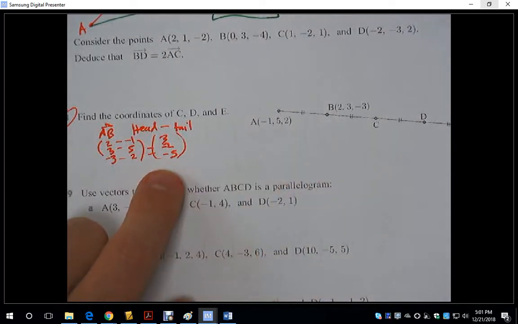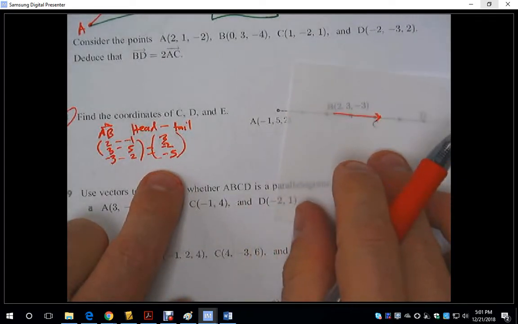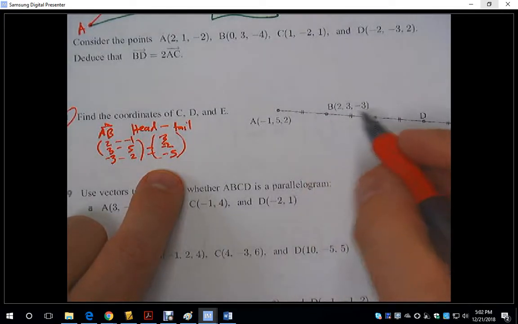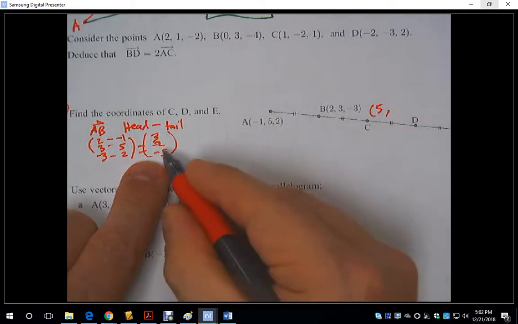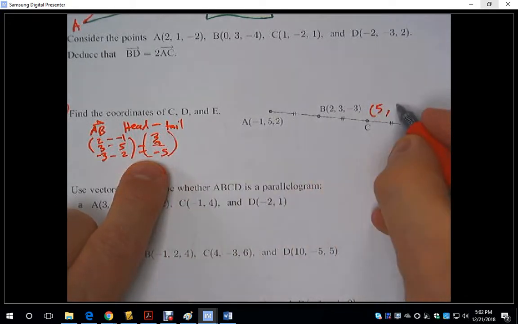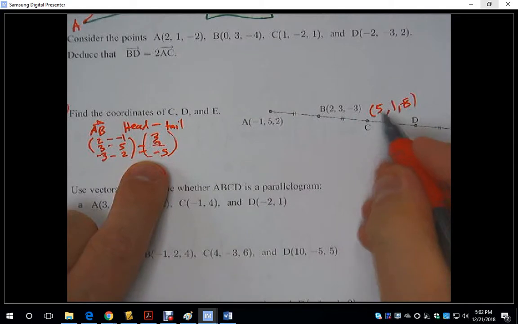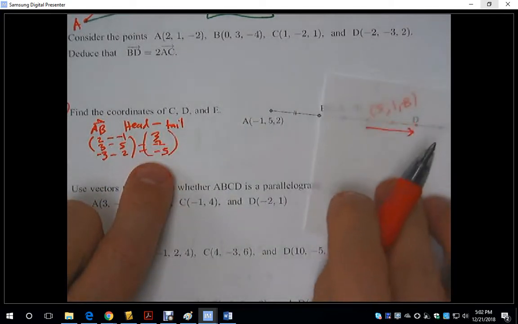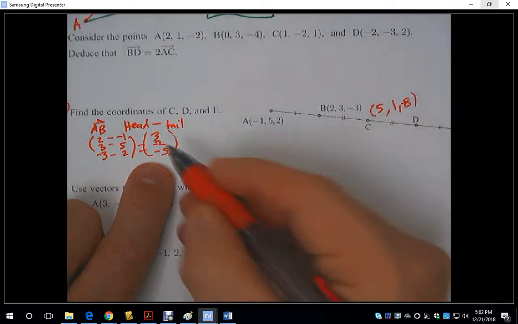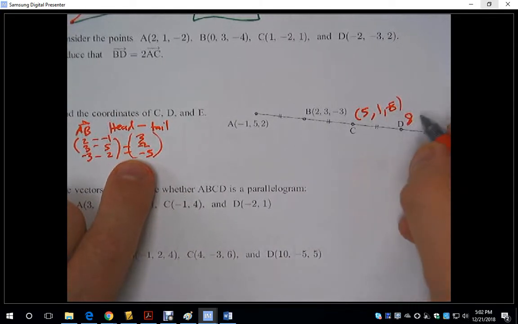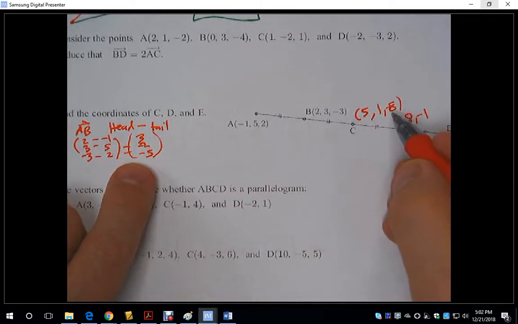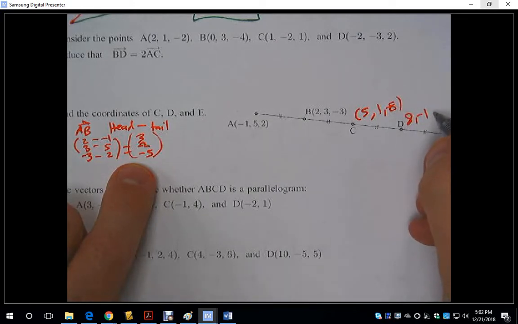I'm going to add it to B. So I have 3 plus 2, which is 5. Negative 2 plus 3, which is 1. Negative 5 minus 3, which is negative 8. Okay, we're going to take that point and add our vector again to it. So I have 5 plus 3, which is going to give me 8. Negative 2 plus 1 is going to give me negative 1. And negative 5 minus 8 gives me negative 13.